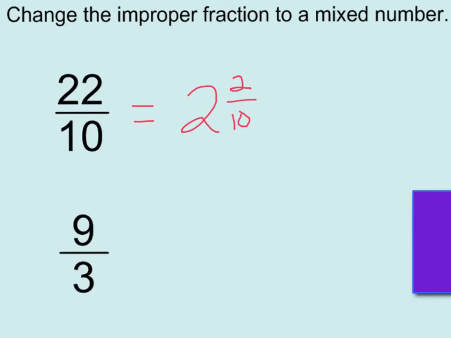9 thirds. How many wholes does 9 thirds equal? Well, let's go ahead and say how many groups of 3 can go into 9. If I count by threes, I would say 3, 6, 9. Now, are there any left over? No, there's not. So you don't have to write 3 and 0 thirds. You can just say 3 wholes. 9 thirds is the same as 3 wholes.